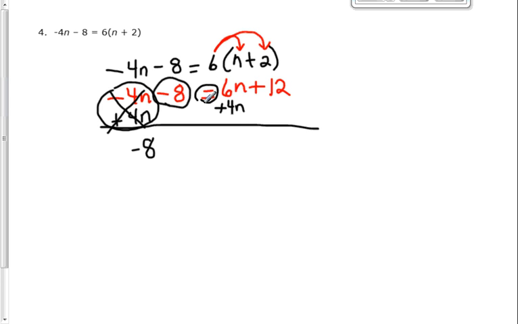Negative 8 is equal to, go back up to the right, 6n plus 4n makes 10 times n plus 12. Again, I'm trying to solve for that n, so I got to get the n by itself. So I don't even care about this side over here. The negative 8's all alone already. Boo-hoo. Okay, 10 is n's best friend, so I don't want to get rid of the 10 first. I want to get rid of this plus 12. What's the opposite of adding 12? Subtract 12. If I do it to one side, do it to the other side.